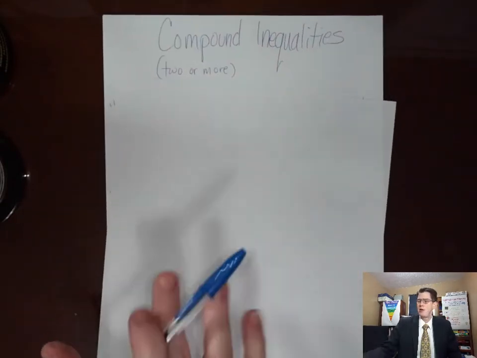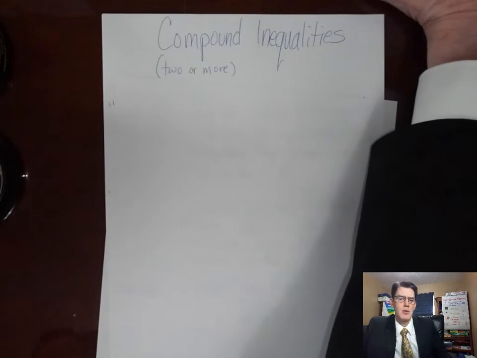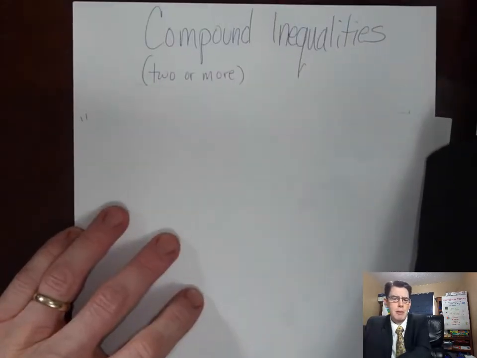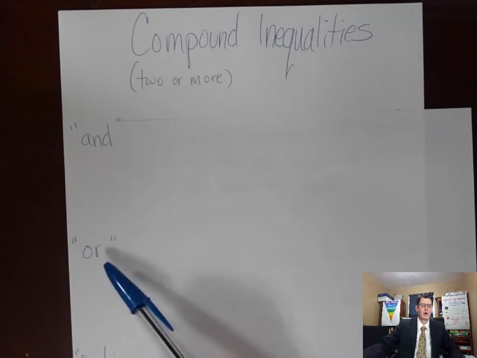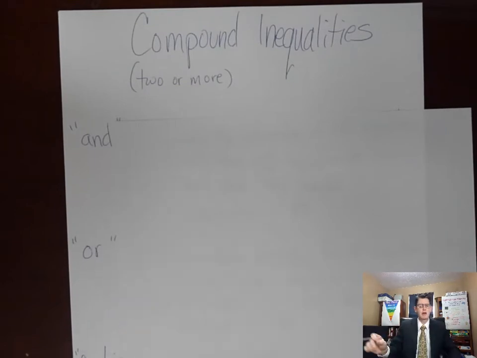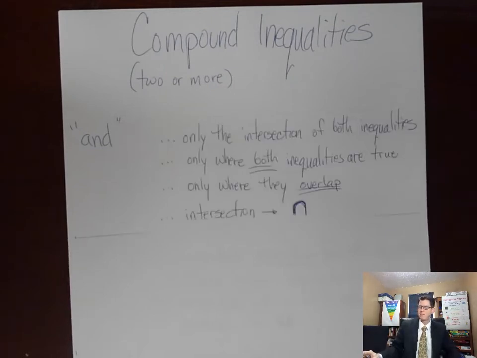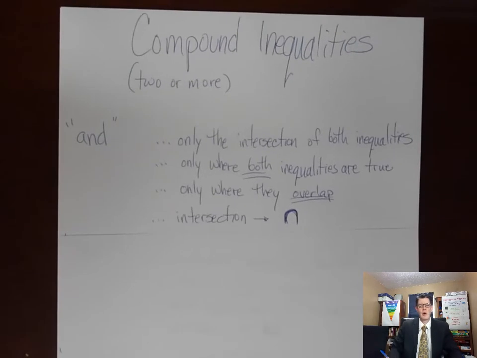So, compound inequalities. On compound inequalities, you're going to see a couple different types. You're going to see them written with and or or. You have one inequality and another inequality, or one inequality or another inequality. And here's what they mean. The and inequalities means only where the two inequalities intersect, or where they're both true. It's only where they overlap. It's where this and this are both satisfied. The conditions are both satisfied.